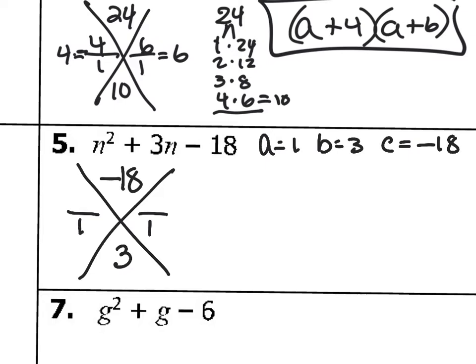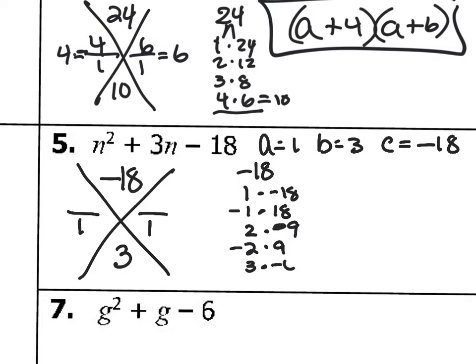All right, so we're looking at the factors of negative 18. So that could be 1 times negative 18, could be negative 1 times 18. It could be 2 times negative 9, or negative 2 times 9. It could be 3 times negative 6, or it could be negative 3 times 6. 4 won't go, 5 won't go, so that's all of them. So we need to look and see which one of these pairs, when we add them together, equals 3.